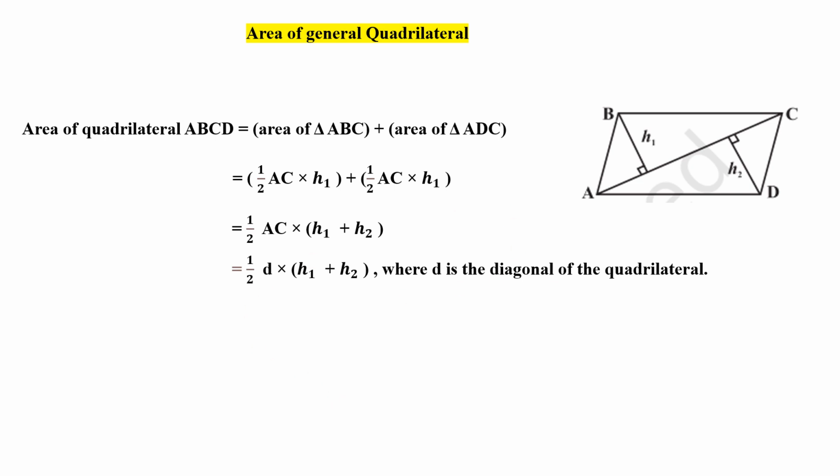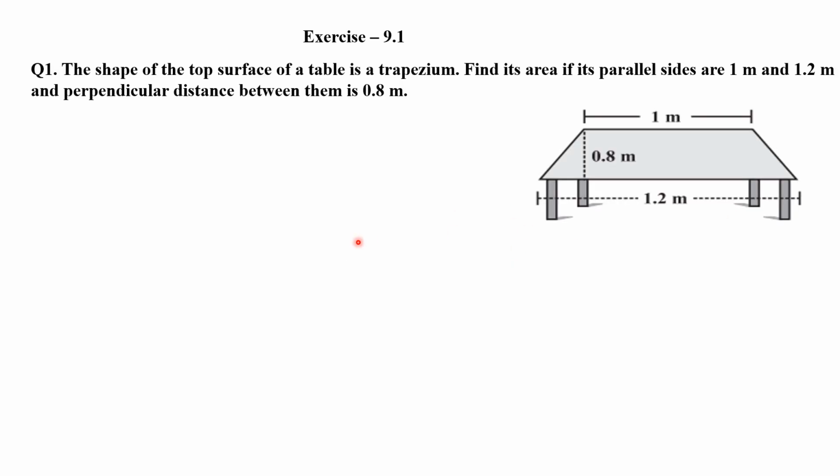Now I am going to start with exercise 9.1. Now the first question: the shape of the top surface of a table is a trapezium. If you see, this is a table, and the top surface is in the form of a trapezium, isn't it? Find its area if its parallel sides are 1 meter and 1.2 meter and the perpendicular distance between them is 0.8 meter. So the parallel sides are given as 1 meter and 1.2 meter, and this perpendicular distance, which is the height, is given as 0.8 meter.